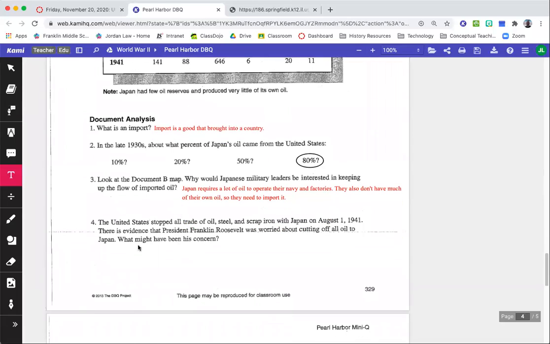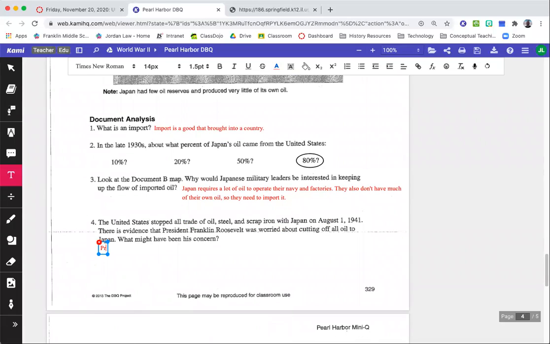Okay, so President Roosevelt was worried that Japan might attack the Dutch East Indies in order to continue their oil.